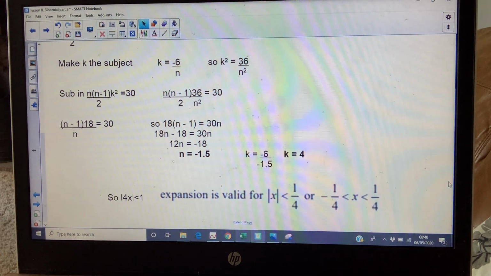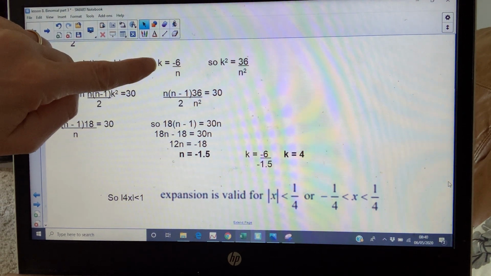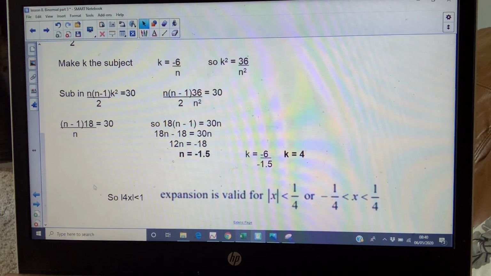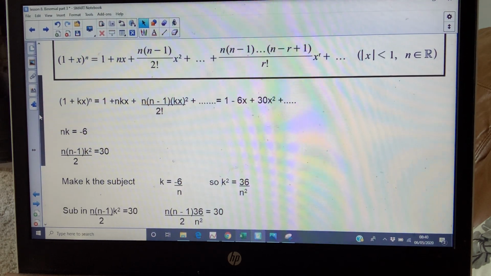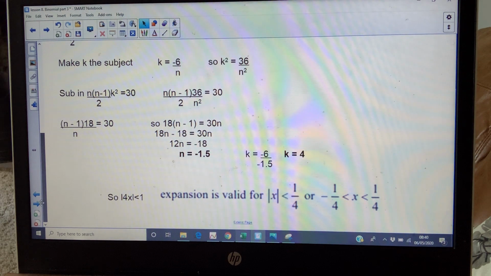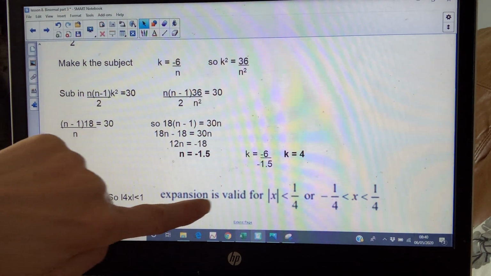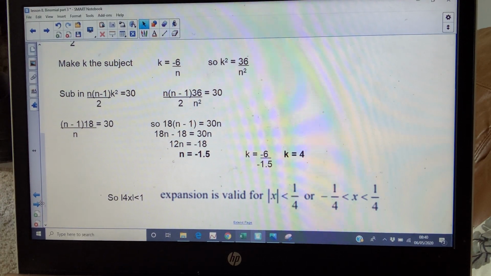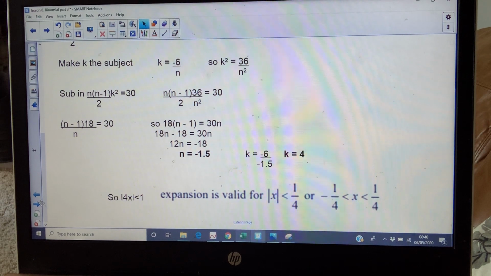Sorry, I end up with n is minus 1.5. Put that back in to find k, and I end up with k is 4. Go back to the thing that you expanded binomially. Now you know that k is 4, so your thing that you're going to have to look at for your condition of validity is this kx, which we now know is 4x. So you need the modulus of 4x to be less than 1. So your expansion is valid. And you can see I've copied that from the mark scheme, that last bit. So your expansion is valid for the modulus of x being less than a quarter.